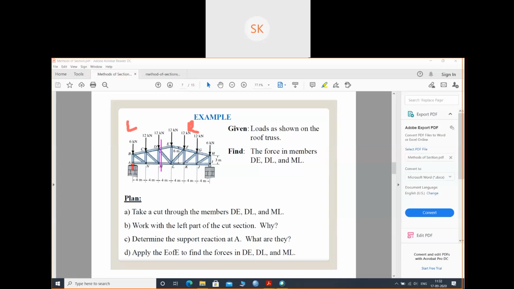Okay, so determine the support reactions. I need to find the support reactions here. This is a pin joint, so there will be two reactions, one in the vertical direction and one in the horizontal direction.